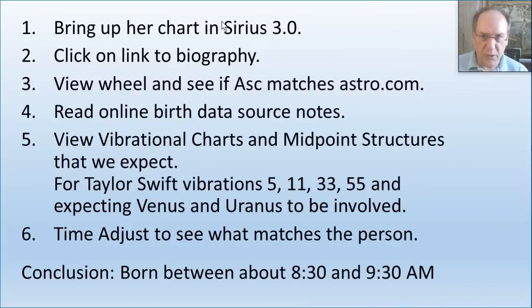So we brought up her chart in the software, we went to the biography, reviewed the wheel, step 3, to see if the ascendant matches astro.com. This is if you're doing a famous person, obviously, to verify what we know about this famous person, and we did step 4 to read the online birth data source notes. Okay, step 5 is the actual rectification, and if you're rectifying a client or a friend, you're going right into this step 5 to rectify the chart.